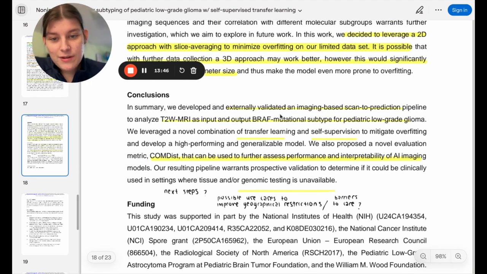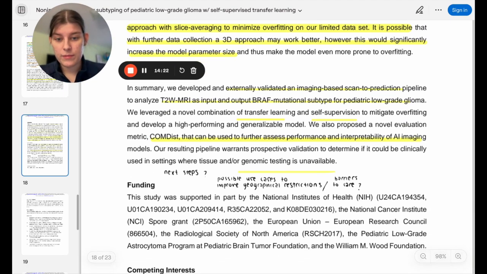And essentially, they developed and externally validated an imaging-based scan to prediction pipeline to analyze T2 weighted MRI as input and output the BRAF mutational subtype for pediatric low-grade glioma. They used a novel combination of transfer learning and self-supervision to mitigate overfitting, and they were able to assess the performance and interpretability of the AI imaging. Basically, it warrants prospective validation to determine if this could be used in clinical settings where tissue and genomic testing is unavailable, or if they're both unavailable, or one or the other.